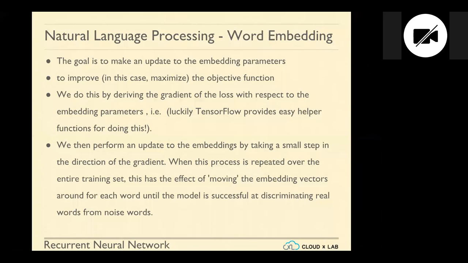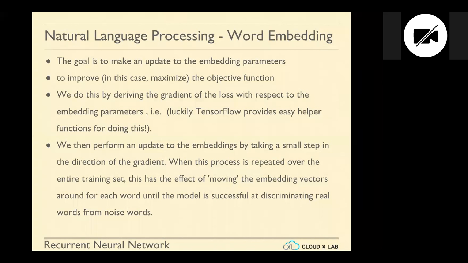The objective function is that our word should fit the context. So that is the objective function. We do this by deriving the gradient of loss with respect to embedding parameters, right? Just like the way we derived the weights. Okay, so we are going to exactly use backpropagation for optimizing the embedding parameters, or word embeddings.